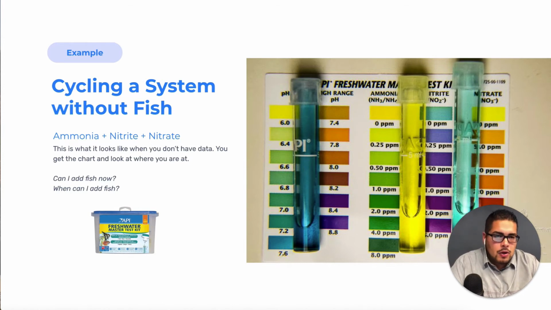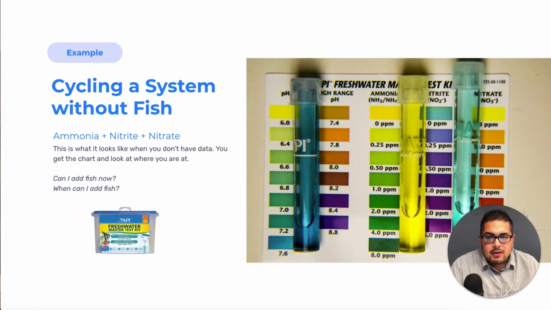You need the story. You need to know what's going on with the actual system. For example, how much more time do you have until you could add fish? Or how long have I been cycling? How much ammonia have I actually added? Is it going well? Is it going poorly? Is it related to weather?